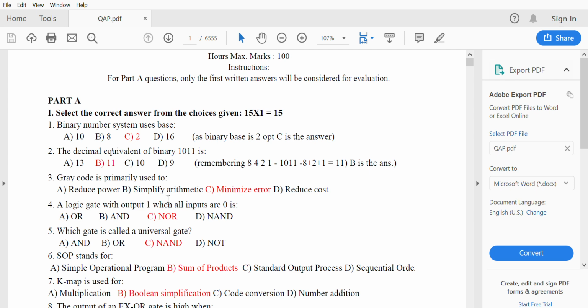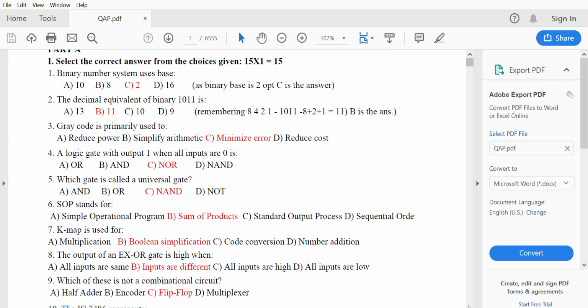But here the question is: output is 1 when all inputs are 0. So the NOR option is the correct answer. Which gate is called a universal gate? NAND and NOR are both universal gates. Among these options, NAND is the correct one.